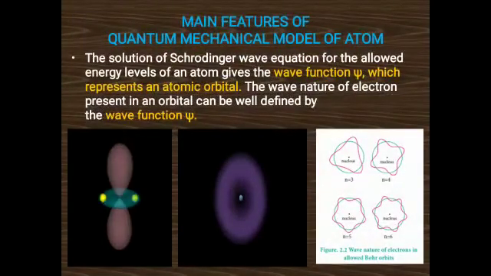The solution of the Schrödinger wave equation for the allowed energy levels of the atom gives the wave function psi. The wave function psi is the important function which is used in the Schrödinger wave equation. This wave function is obtained from the allowed energy level values through the Schrödinger wave equation, which represents the atomic orbital. The wave function value gives the atomic orbital. The different atomic orbitals are there, no? Those atomic orbital values are given from the wave function. That wave function is obtained from the energy levels of the atom around the nucleus in different cases.